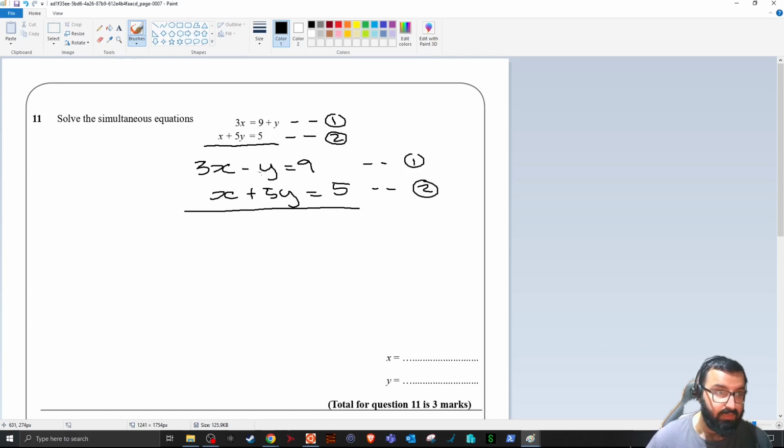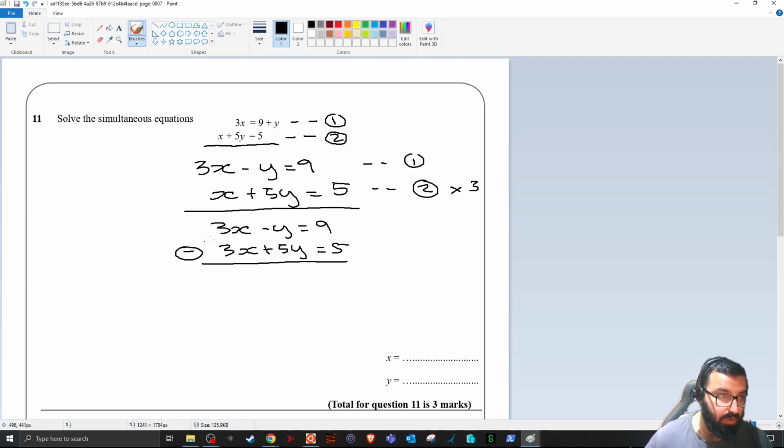So if I'm eliminating y, I'll multiply the top by 5 in order for the y's to remain the same, and for me to eliminate x, I'm going to multiply the second equation by 3, which is exactly what I'm going to do. So 3x minus y equals 9, 3x plus 5y equals 5. And I'm going to subtract this whole equation in order to eliminate x.